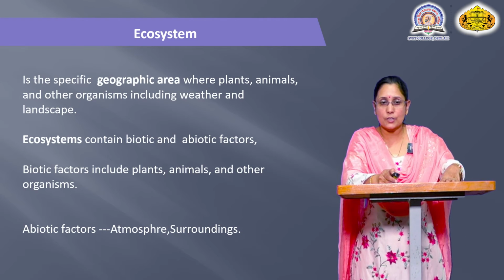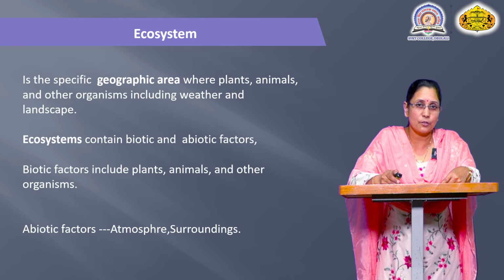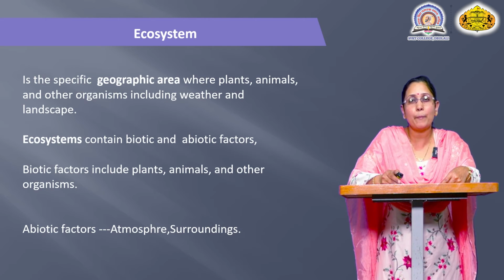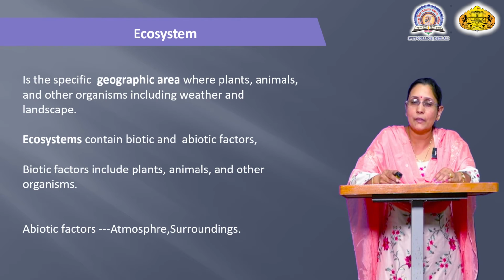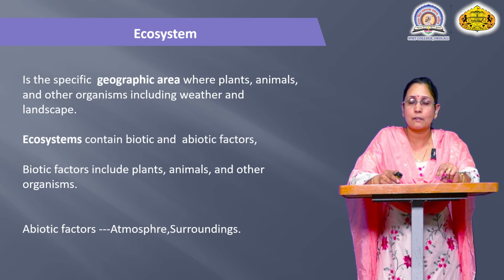The next term is ecosystem. It's the specific geographic area where plants, animals and other organisms, including weather and landscape, are found. When you define ecosystem, you just have to remember the specific geographic area. Whatever organisms, whatever biotic or abiotic components are living together in a particular geographical area, that is nothing but the ecosystem. I used these two important terms, biotic and abiotic. Remember, without these two factors there will be no completion of the ecosystem. So what are these biotic and abiotic factors?